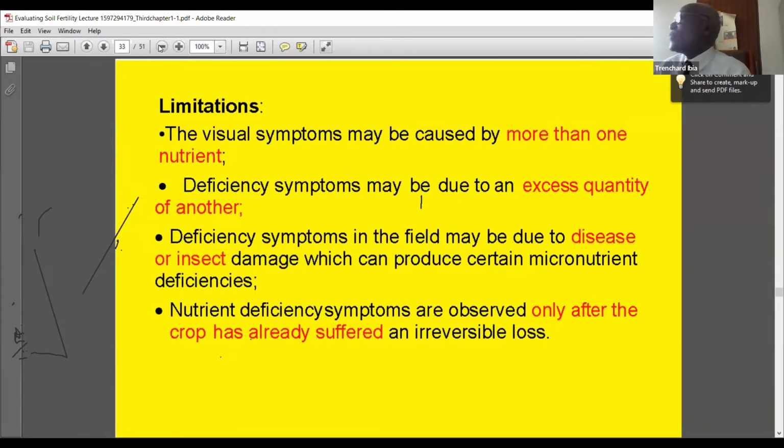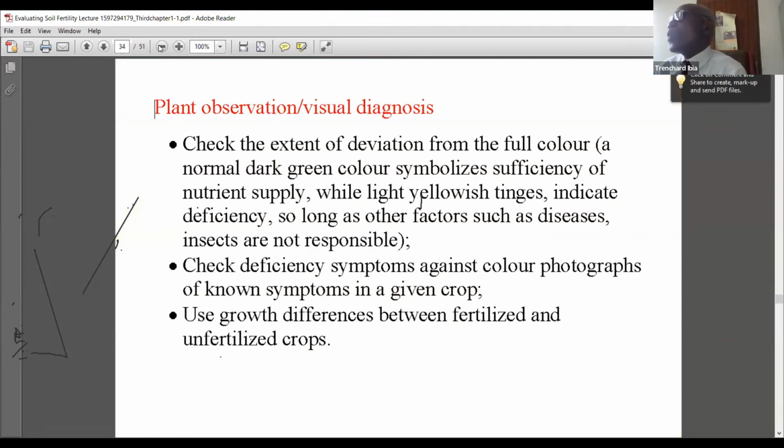And two, if you are not color sharp, you must also have challenge as a person. Look at nutrient deficiency symptoms: plant observation and visual diagnosis. We need to check the extent of deviation from the full color.